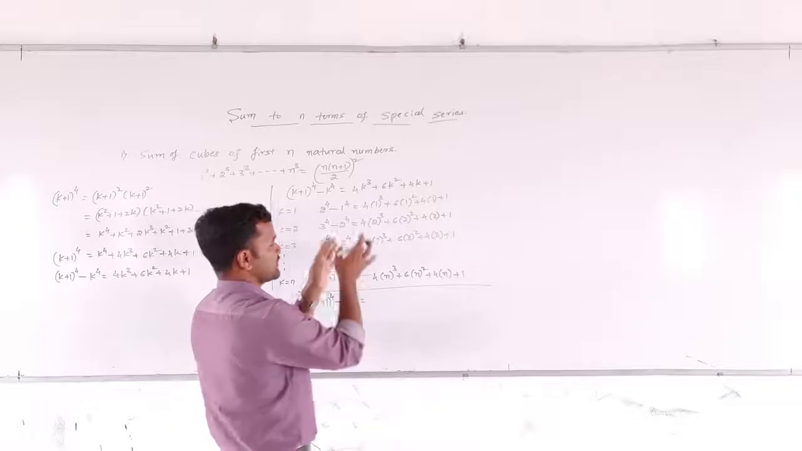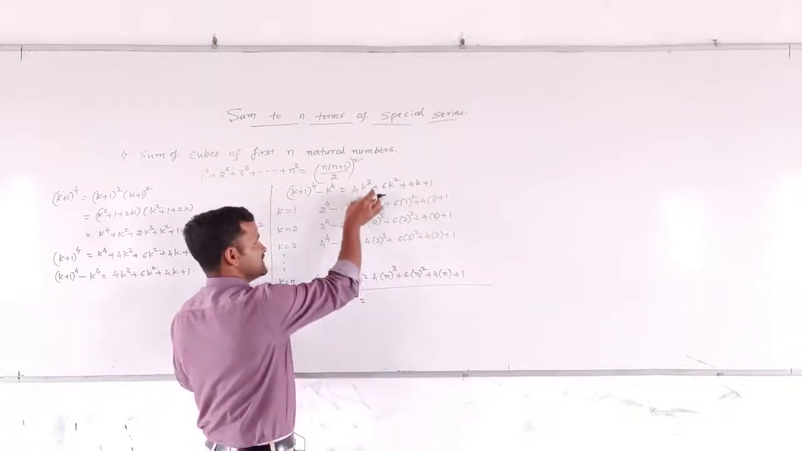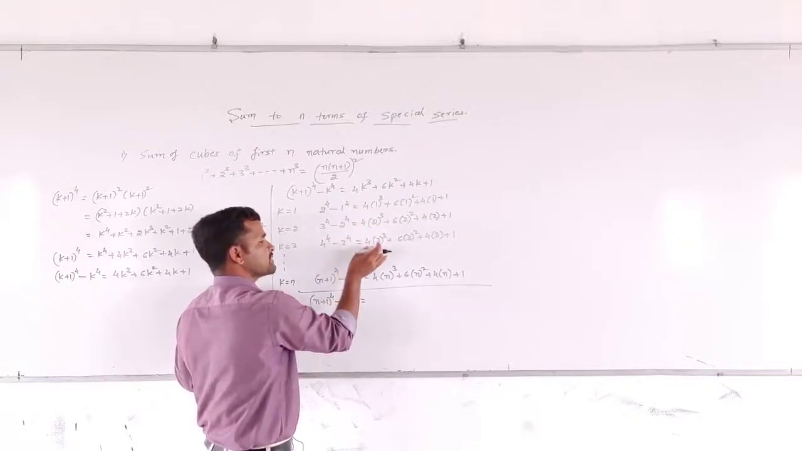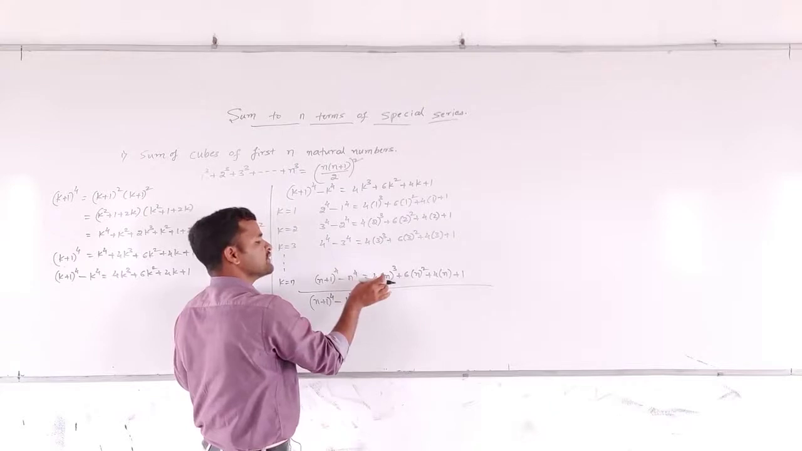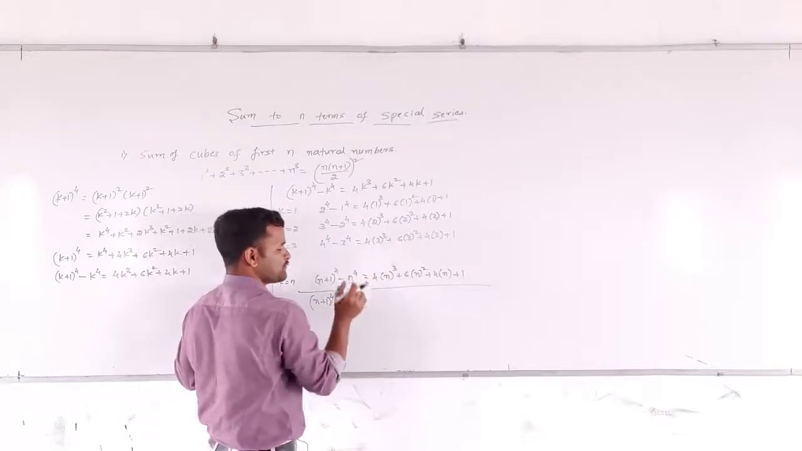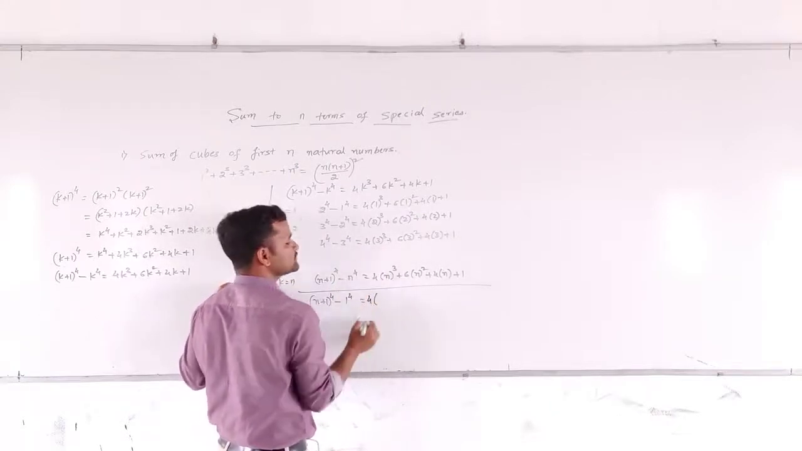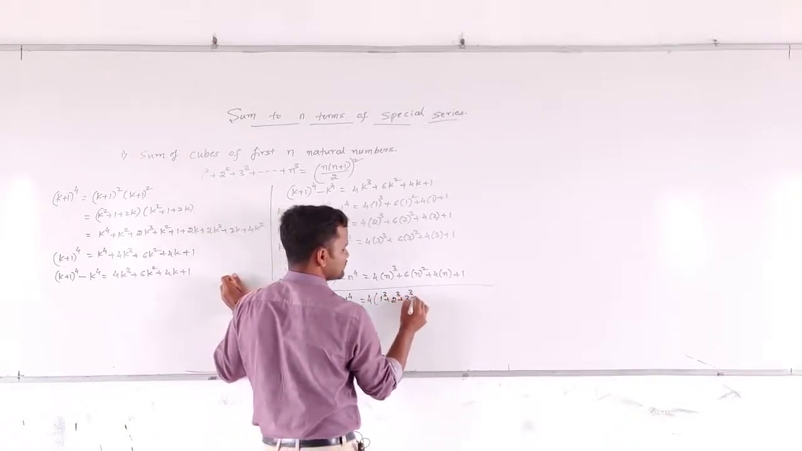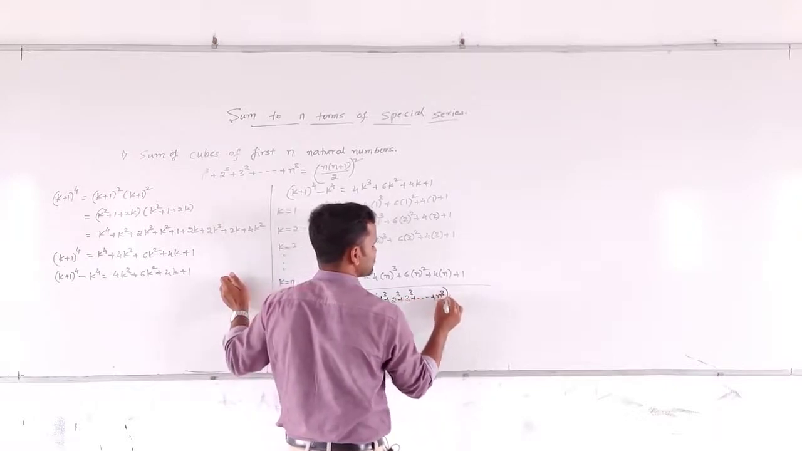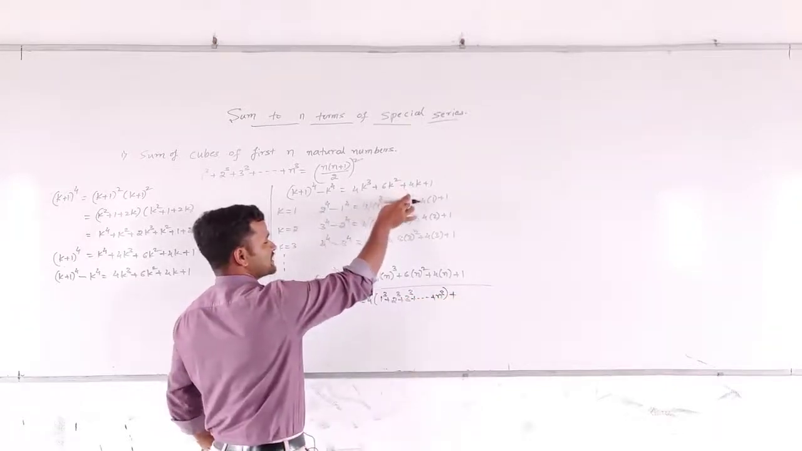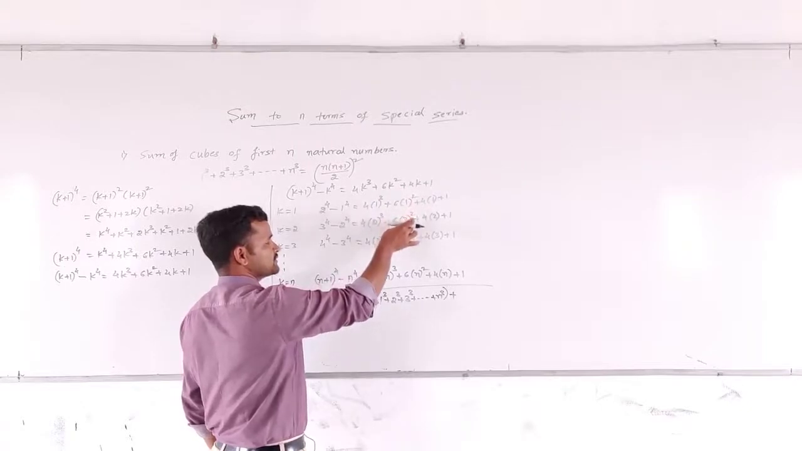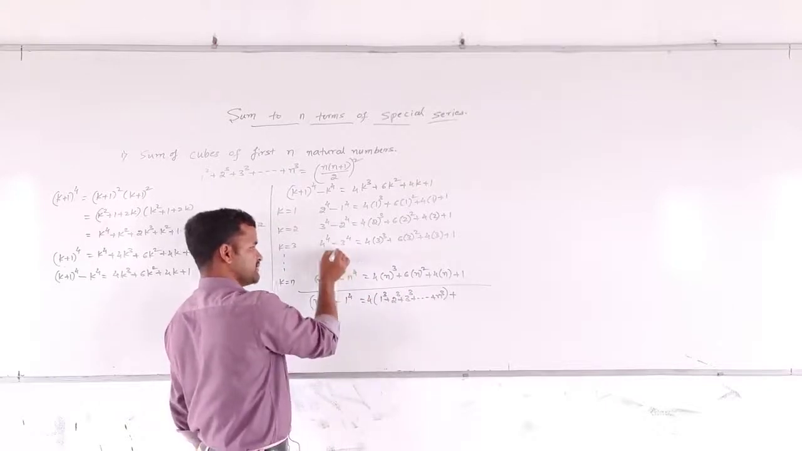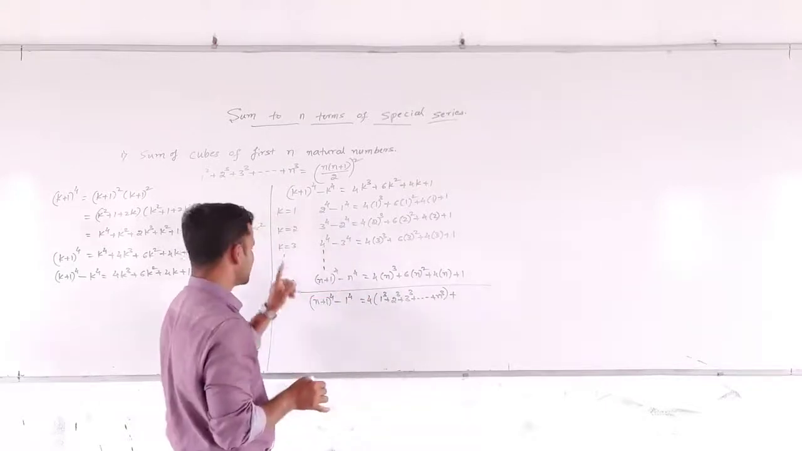We are adding all these terms. This becomes 4 into 1 raised to 3 plus 4 into 2 raised to 3 plus 4 into 3 raised to 3, and so on up to 4 into n raised to 3. 4 is common among all those: 4 into (1 cube plus 2 cube plus 3 cube, and so on up to n cube), plus the next terms, 6 into 1 square, 6 into 2 square, 6 into 3 square, and so on up to 6 into n square. Many terms are there like this.